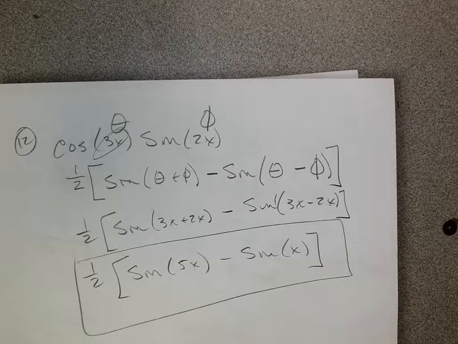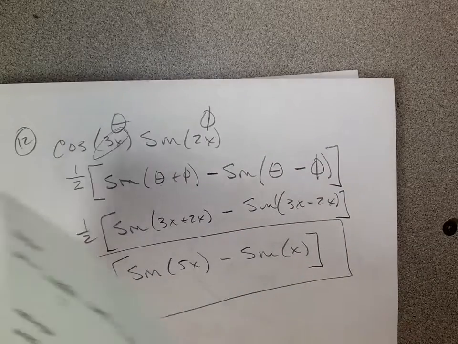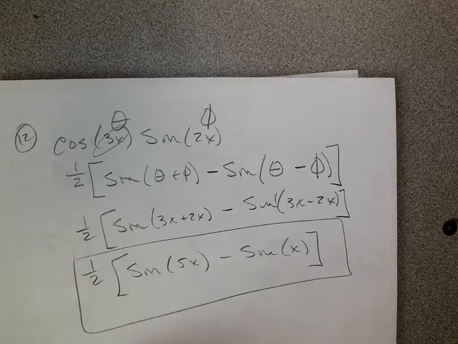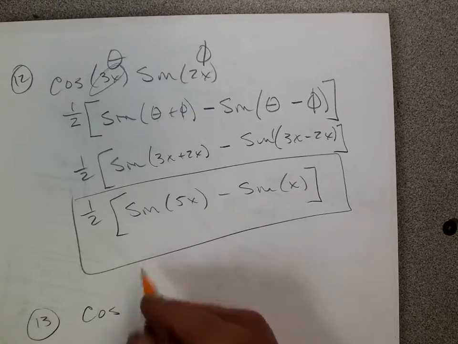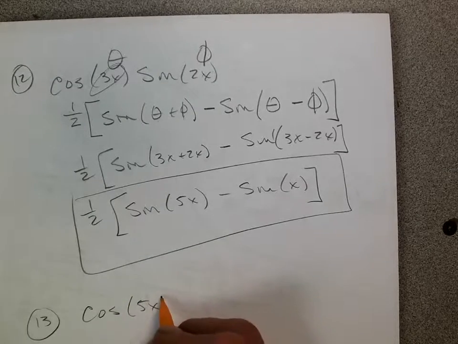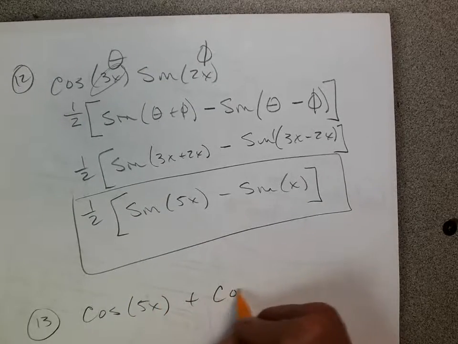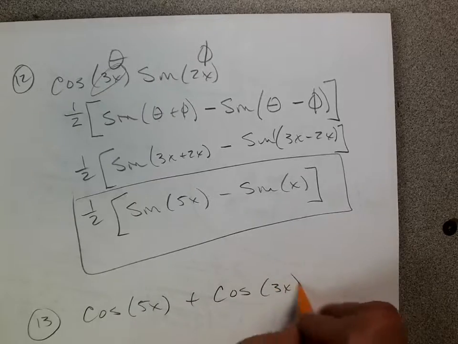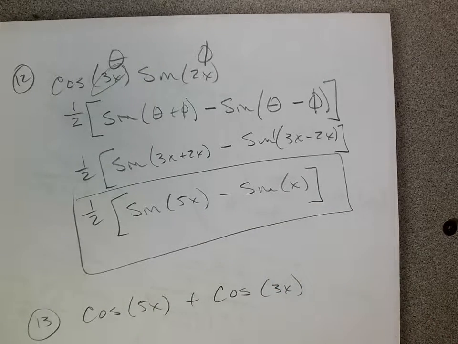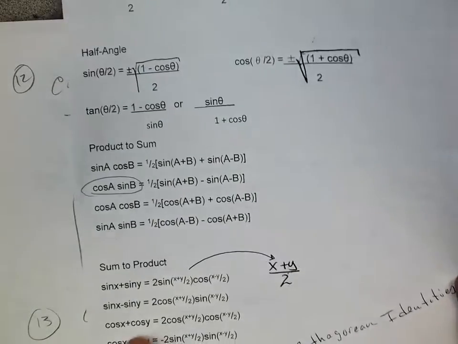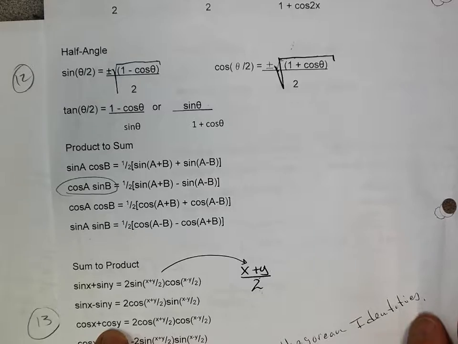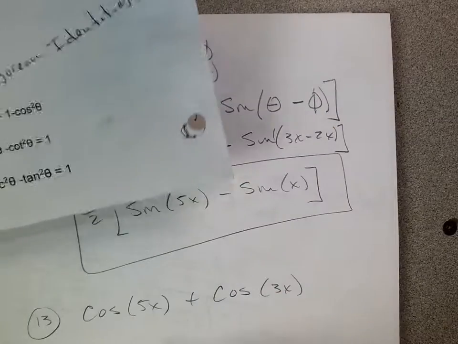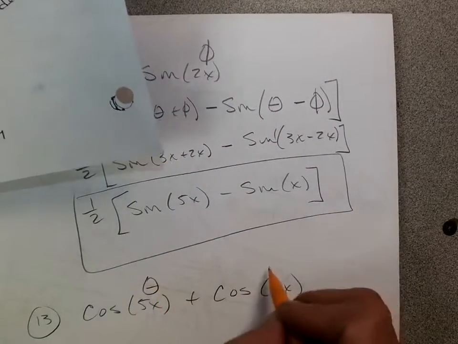Now if we go to 13, which is the last one, we're going to do just the opposite. So 13. If we start off with cosine of 5x plus cosine of 3x, we want to write it as a product. Let's look at the notes I gave you today. Cosine, cosine. It's that one right there. You see it? Cosine of x plus cosine y.